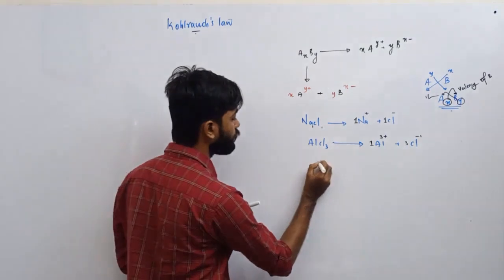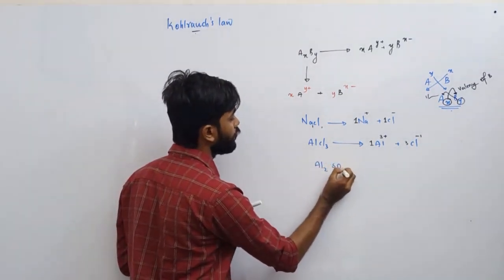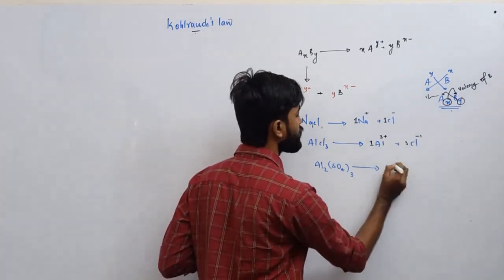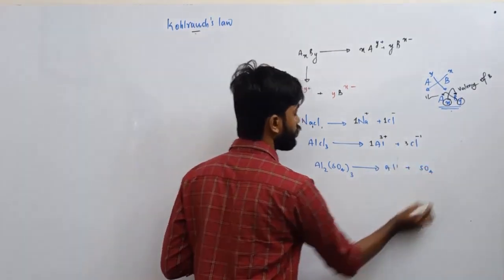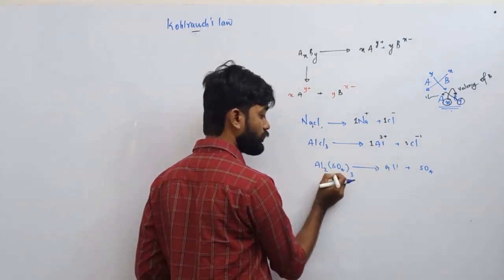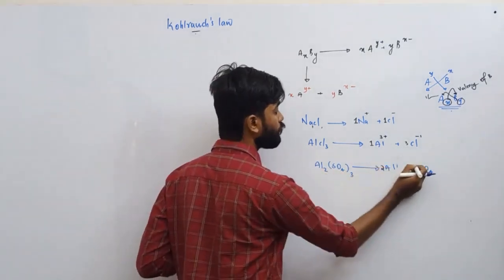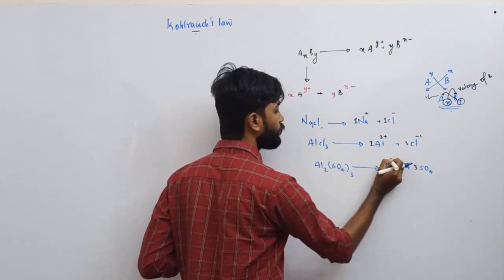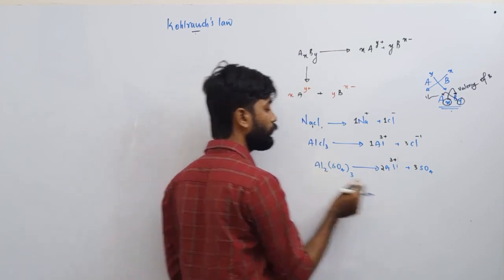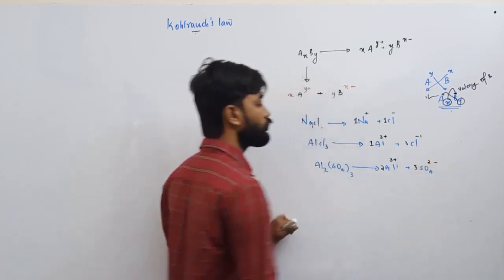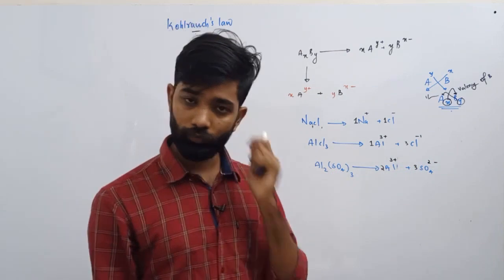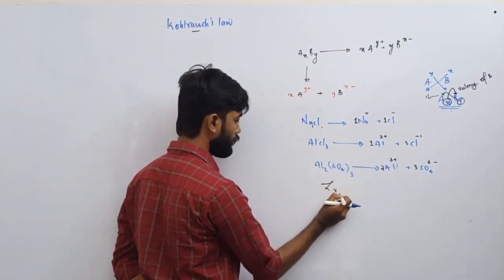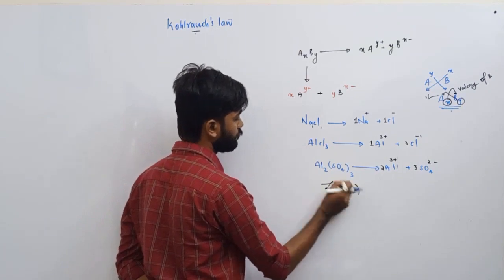The next, Al2(SO4)3. This may split into two categories, such as Al and SO4. How much Al? 2. How much SO4? 3. Valency of Al will be just below SO4, so 2 Al 3 plus. SO4 valency will be just below Al, so 3 SO4 2 minus. Is it okay for you? I'll give you one more example. Zirconium phosphate.